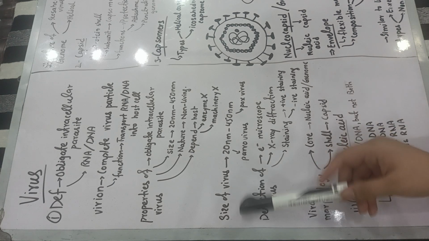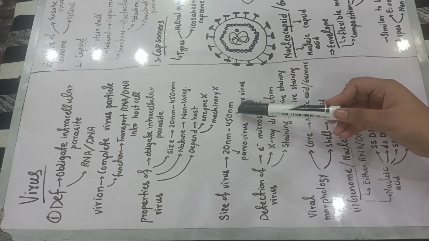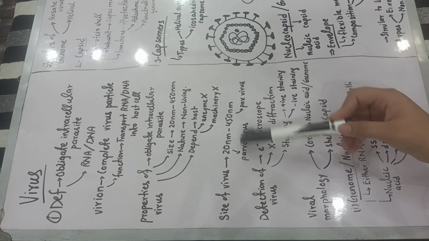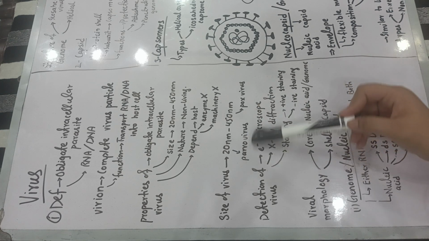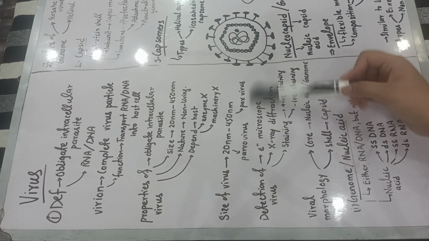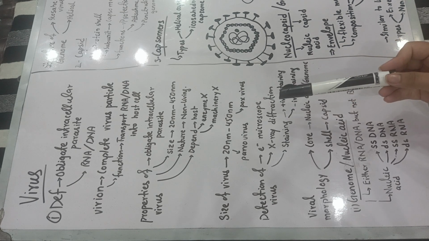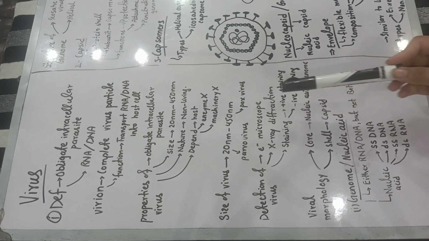Now let's see what is the size of a virus. The size of a virus ranges from 20 nanometer to 450 nanometer. So 20 nanometer is the smallest virus, which is the parvovirus, and 450 nanometer is the largest virus, which is the pox virus, and its size is approximately equal to the size of the smallest bacteria.